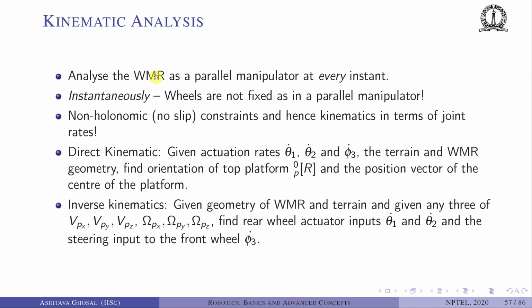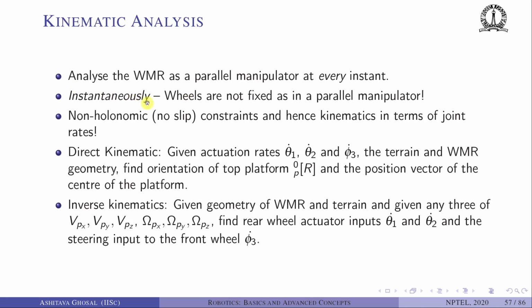So we are going to analyze the WMR as a parallel manipulator at every instant. Why? Because the ground contact points G1, G2, G3 are changing. So instantaneously, we are going to think of it as a parallel robot. The wheels are not fixed as in a parallel robot. In a typical, say, 3 RPS robot or some other Stewart platform, the base points are fixed with respect to the reference coordinate system. In this case, the base points are moving. But at each instant, it looks like a parallel robot.